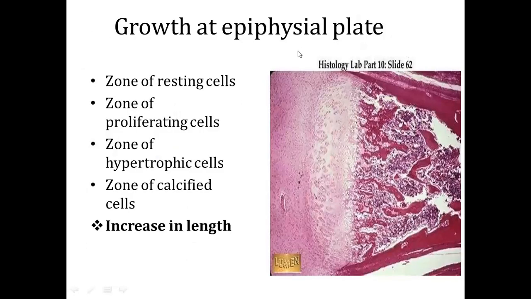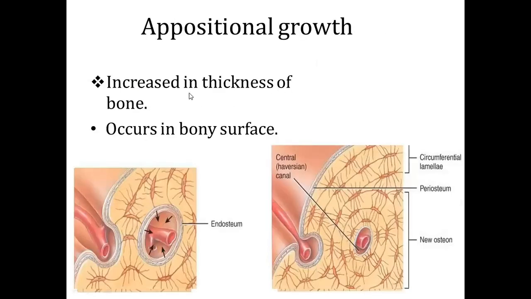Then the growth at the epiphyseal plate, how the growth occurs. At the epiphyseal plate, first is the zone of resting cells, then the zone of proliferating cells, the zone of hypertrophic cells, and the zone of calcified cells. So growth at the epiphyseal plate increases the length of the bone. Appositional growth is the increase in thickness of the bone. Here you can see it occurs on the bony surface, on the periosteum side of the bone. This growth is called appositional growth, which increases the thickness of the bone.